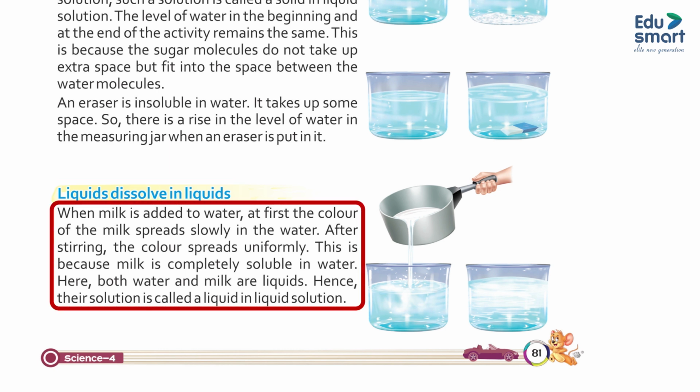When milk is added to water, the color of the milk spreads slowly in the water. After stirring, the color spreads uniformly. This is because milk is completely soluble in water. Here both water and milk are liquids, hence their solution is called a liquid in liquid solution.